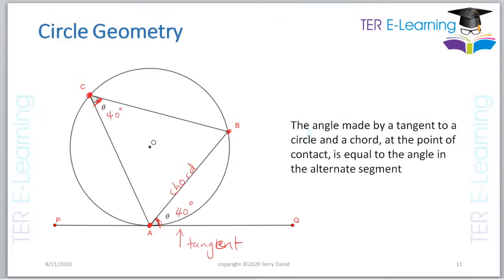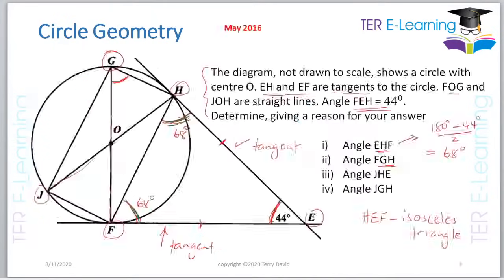So the angle made by a tangent to a circle and a chord at the point of contact is equal to the angle in the alternate segment, right? All that fancy wording is saying here is if this is 40 degrees, the angle on this side is 40 degrees. Now, let's go back to the question at hand.